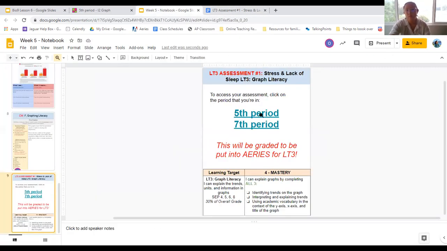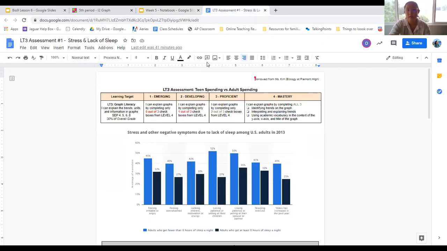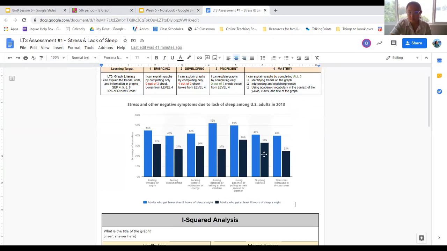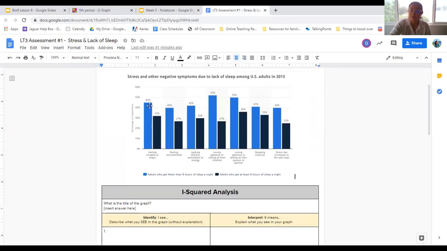So you would click on whichever period you have. So for 3rd period, I'm just going to list yours right here. So click on whatever period you have, and it should take you to Google Classroom, and then you can open up your document that is your assessment. So just as a reminder, this is your rubric right here. And then this is the graph that you'll be focusing on.